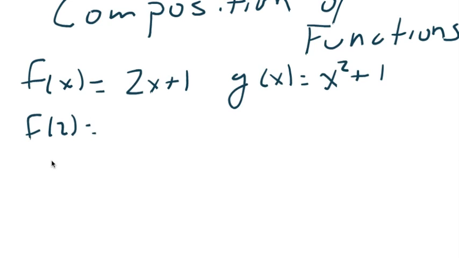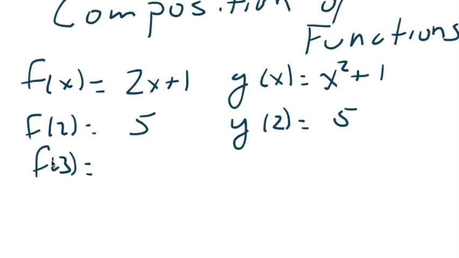F of 2 is just 2 times 2 plus 1, which is 5. Or g of 2 is, what? 2 squared plus 1 is 5. So are those always going to be equal? No. If we try another example, f of 3, 2 times 3 plus 1 is 7, but g of 3 is 3 squared plus 1, which is 10.